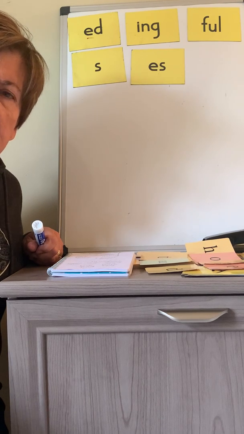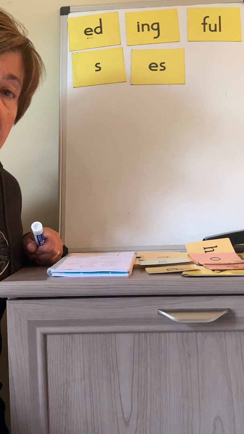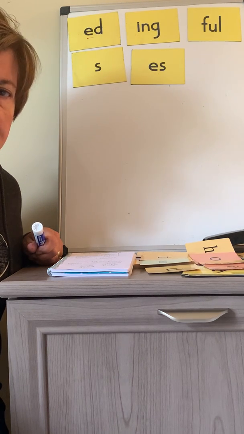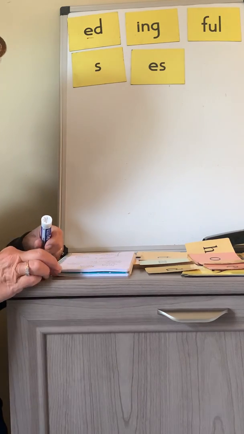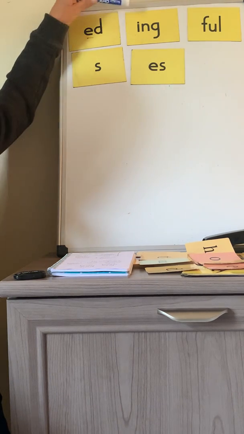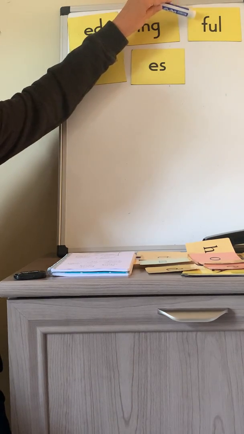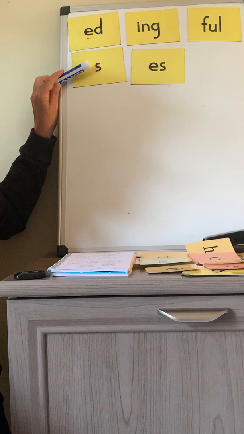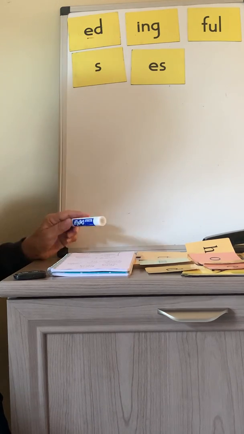Boys and girls, today we're going to do some work with building words and then adding suffixes onto the end. So we're going to use some of our more common suffixes like ed, which we know can sound like id or d or t, ing, ful, full, s, and ez, z.